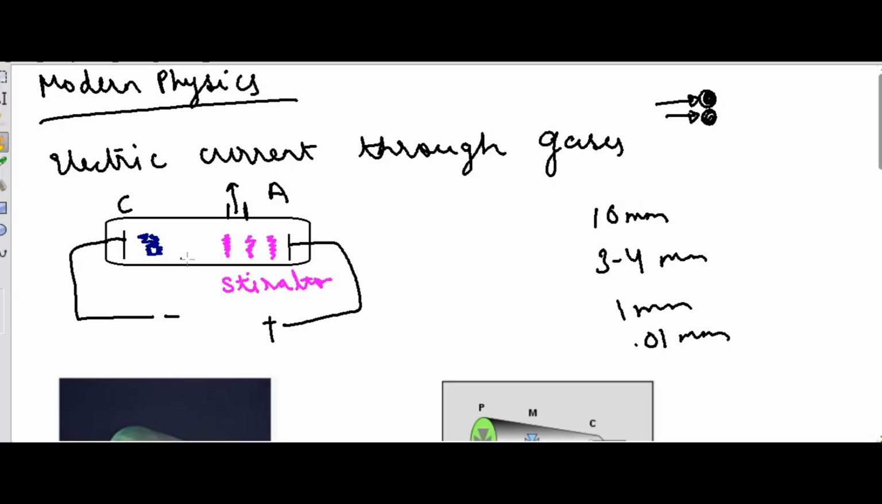What is the reason for the Faraday's dark space? The reason for the Faraday's dark space is that when the electrons start colliding here, they lose energy. After they travel here and collide with the molecules and ionize them, because of these collisions they lose energy.